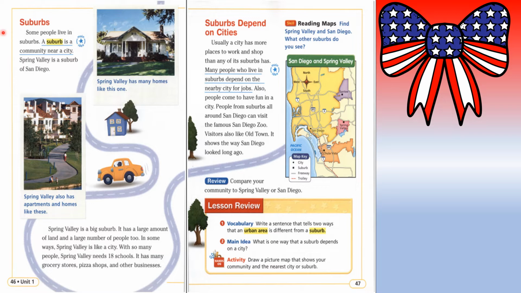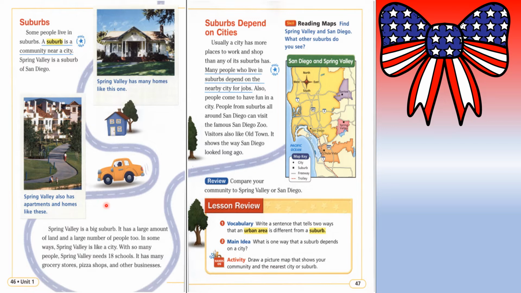Suburbs. Some people live in suburbs. A suburb is a community near a city. Spring Valley is a suburb of San Diego. Spring Valley has many homes like this one. Spring Valley also has apartments and homes like these. Spring Valley is a big suburb. It has a large amount of land and a large number of people too.